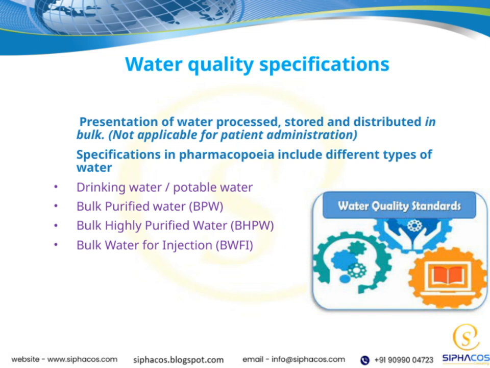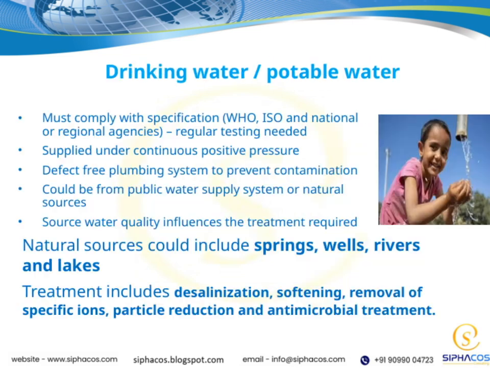Recognizing these different types helps ensure that each application receives the appropriate quality level, which is crucial for safety and efficacy in pharmaceutical production. This classification connects to our overall theme of ensuring quality and safety in all stages of drug manufacturing. When we talk about natural sources of water, we're referring to places like springs, wells, rivers, and lakes.